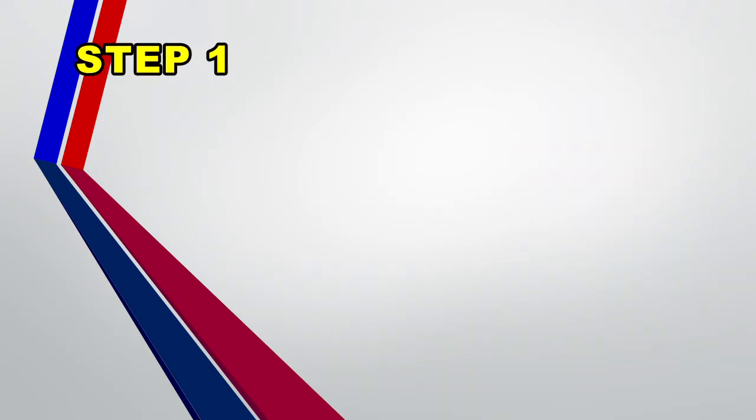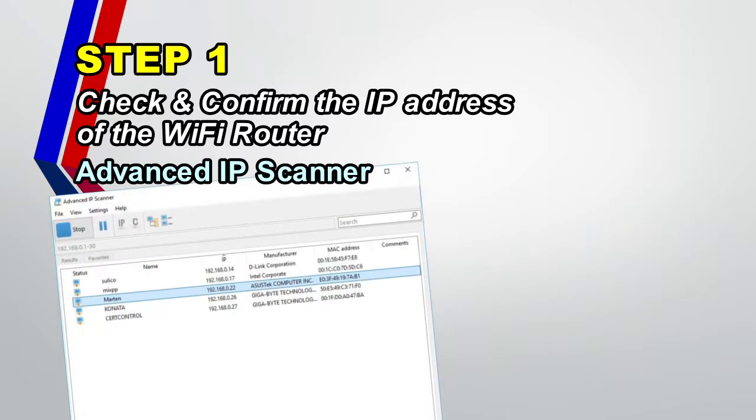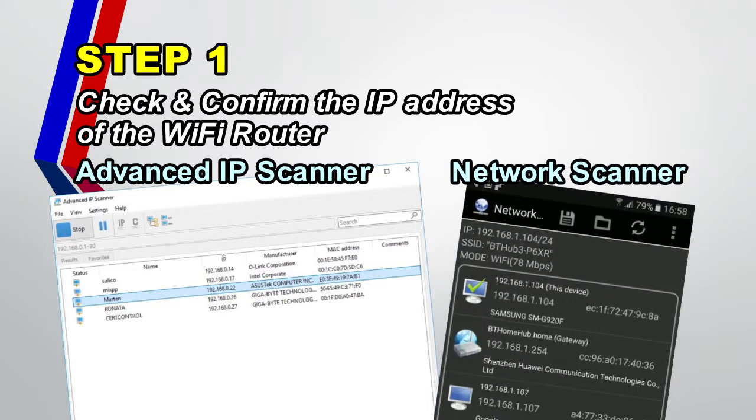Alright, that is a simple version, but I will go through a more step-by-step process, and in this process you will see how you get the IP address, link to it, and get it to work. Step 1. Before you do the connection, please check and confirm the IP address of the Wi-Fi router. You can use Advanced IP Scanner for Windows or network scanner apps available for Android phone or tablet.